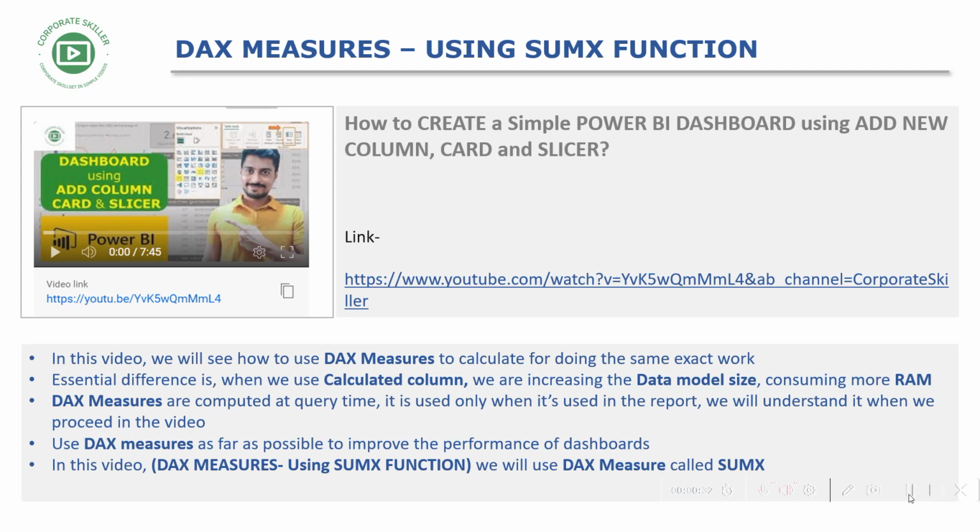The only major difference between the calculated column and the DAX measure is that the calculated column would increase the data model size and make the dashboard much less efficient, whereas DAX measures are computed at the query time, making it much more efficient. In this video, we would be using the DAX measure called SUMX function.